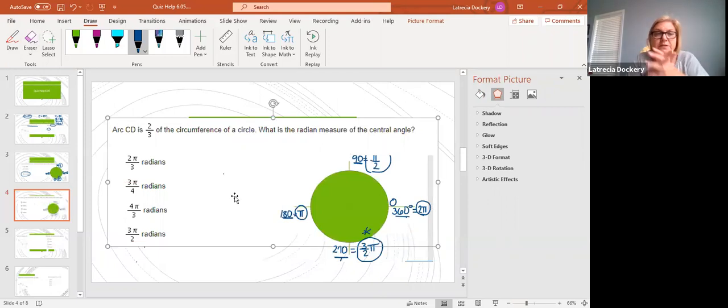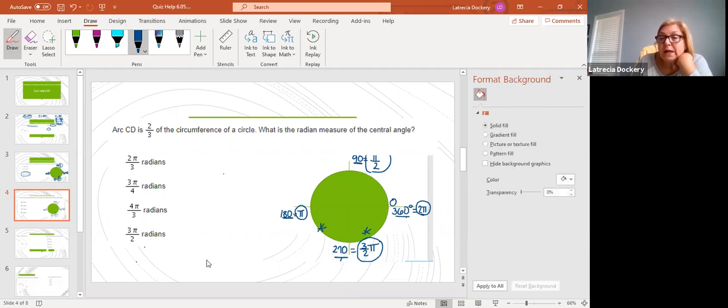All right, so it says arc CD is 2/3 of the circumference of the circle. So it's 2/3 of the circle. What is the radian measure of the central angle? All right, so we want 2/3 of the circle, right? Well, we could stop and think and divvy this up. 2/3 of 360, okay? If we divide it by 3, we get 120. So that would be 240.